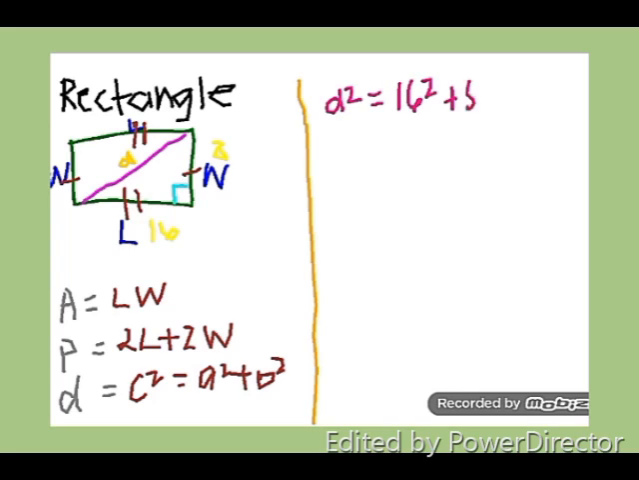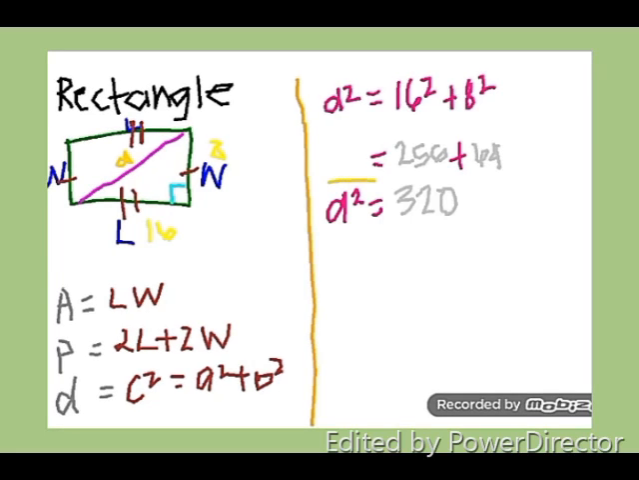The next is the D. Naghahati siya ng rectangle, nagpo-form ng right angle na may 90 degrees, and the formula is C squared is equal to A squared plus B squared. Dito, nabaligtad yung A squared and B squared. Dapat mas maliit yung A, and mas malaki yung B. Pero, tuloy pa rin natin. C squared is equal to 256 plus 64. And the answer is 320. And to get the value of D, we have to cancel the square and square root both sides. D is equal to 17.89.